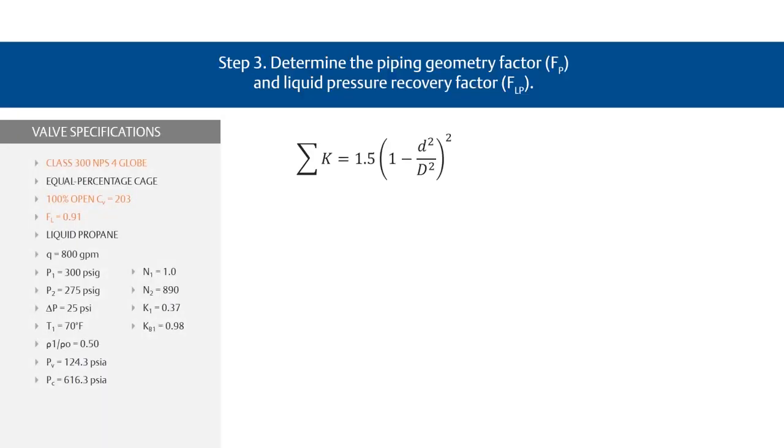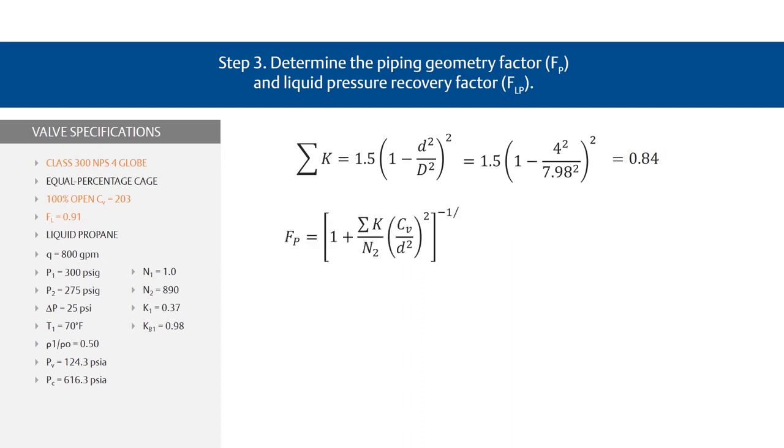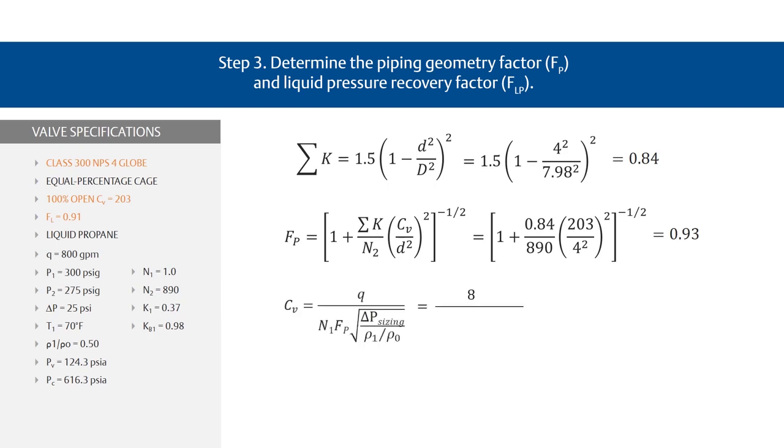Recalculate the F sub P in step 3 using an assumed CV value of 203. First, find a new sigma k value using the equation. Plug in your variables for a new sigma k value of 0.84. Now recalculate F sub P using this new sigma k value for a new F sub P value of 0.93. Enter this value back into the CV equation from step 5 for a new CV of 121.7. This solution indicates only that the NPS4 valve is large enough to satisfy the service conditions given.